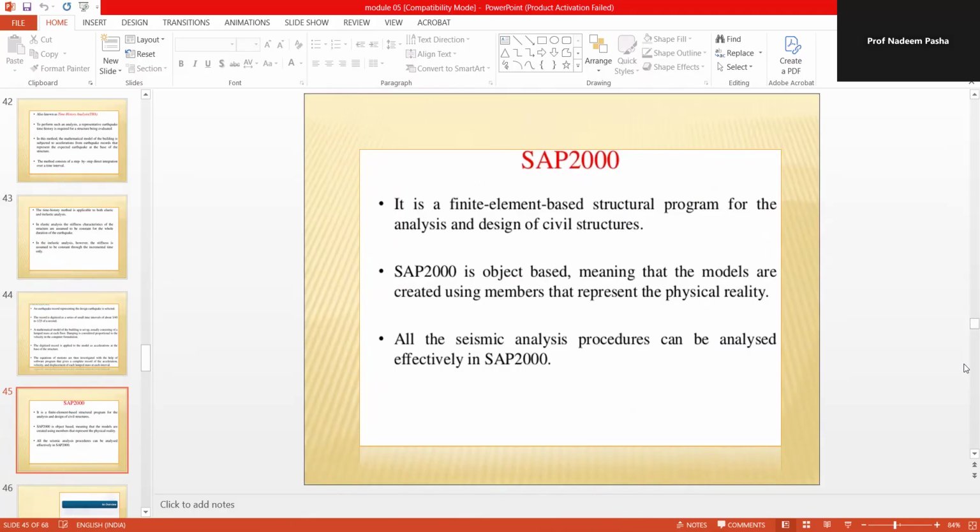It is a finite element based structural program for the analysis and design of civil structures. SAP 2000 is object based, meaning that the models are created using members that represent the physical reality. All the seismic analysis process can be analyzed effectively in SAP 2000.